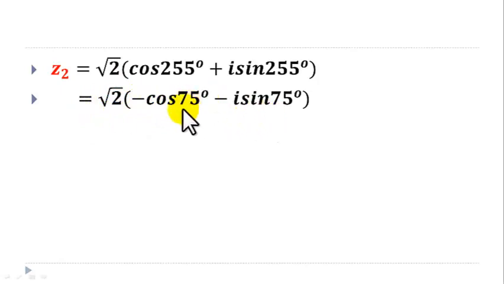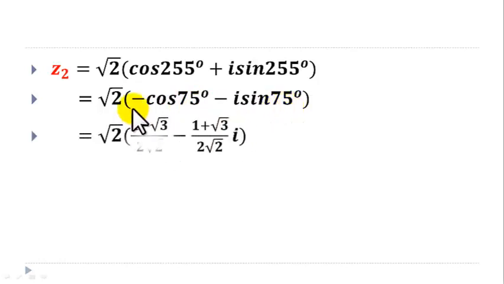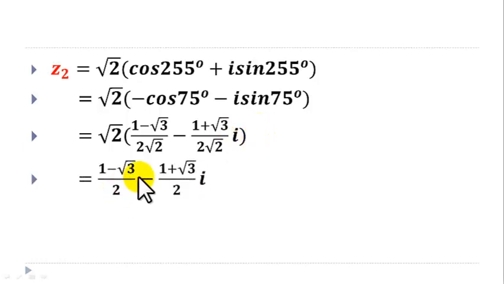From our previous work on trigonometry, we can find cos 75 and also sin 75. So this will then give us square root of 2 into 1 minus root 3 all over 2 root 2, minus 1 plus root 3 all over 2 root 2 i. Opening the bracket, root 2 will cancel out to give us 1 minus root 3 all over 2, minus 1 plus root 3 all over 2 i.